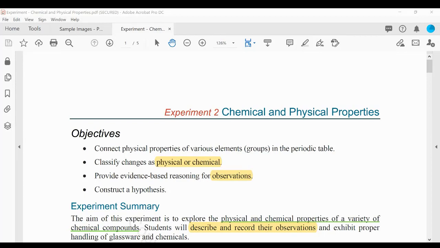The main objectives of this lab are, first, to make observations of different elements and chemical reactions, and to be able to describe your observations and construct a hypothesis.